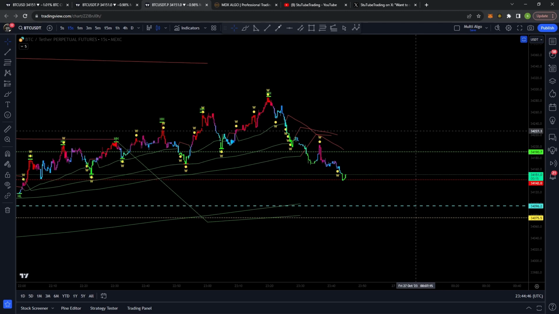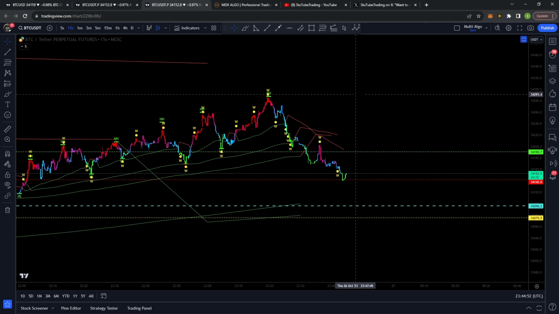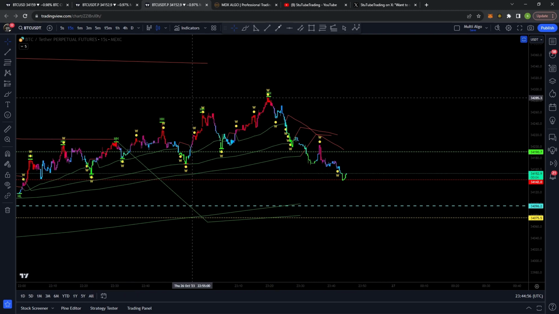Anyone else in any positions or anything right now? Whether it's a scalp or a swing? Or any altcoins of interest?